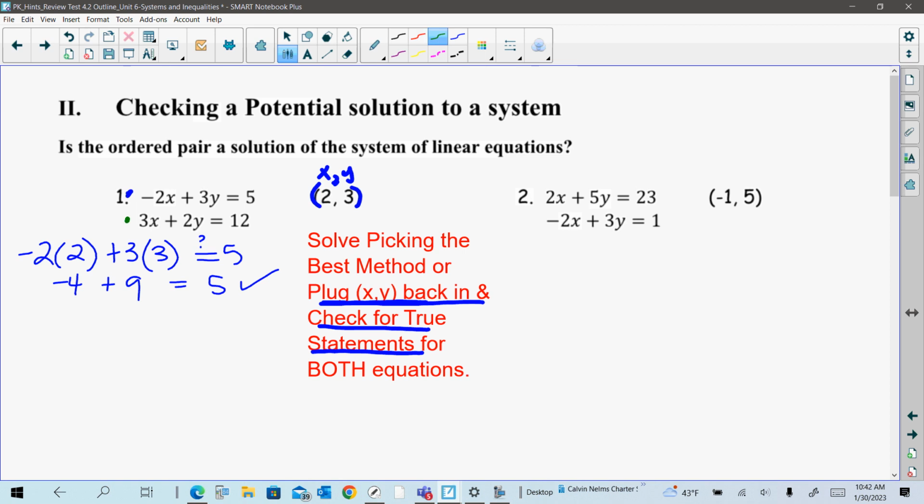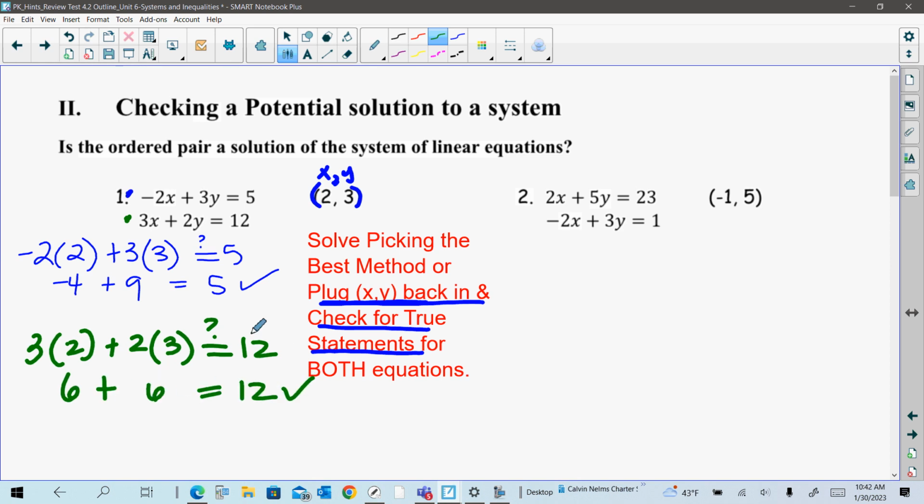So you always have to check the second equation as well. Same point, so this would be 3(2) for x plus 2(3) for y. Would that equal 12? Yes. Okay, since it's true for both, then this is a solution. That point would be a solution. So you can plug it back in, or you can pick a method.